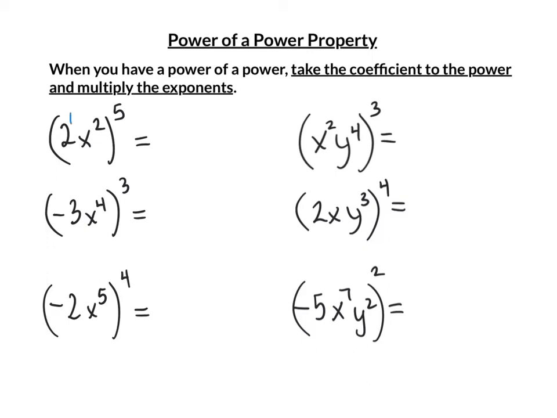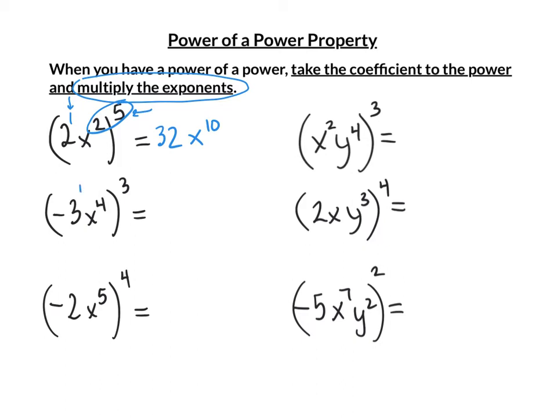This is 2 to the 1st, and we multiply our exponents. If you remember that, 1 times 5 is 5. This becomes 2 to the 5th. 2 to the 5th is 2 times 2 times 2 times 2 times 2. You can do that on a calculator. It ends up being 32. And then we have a power to a power. We multiply our exponents. X to the 10th.